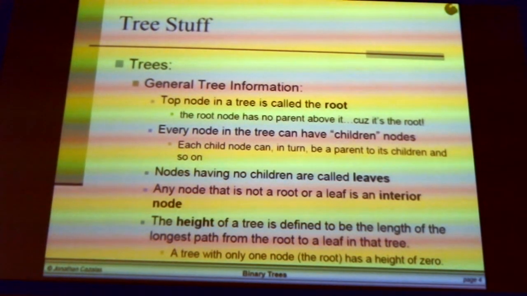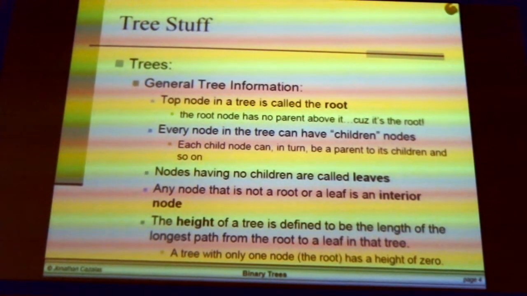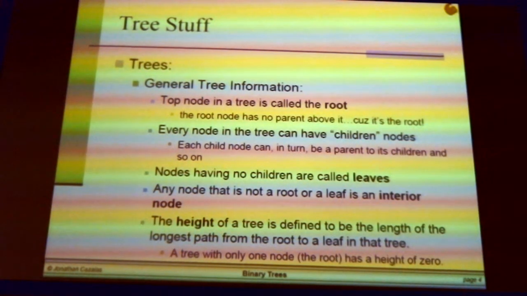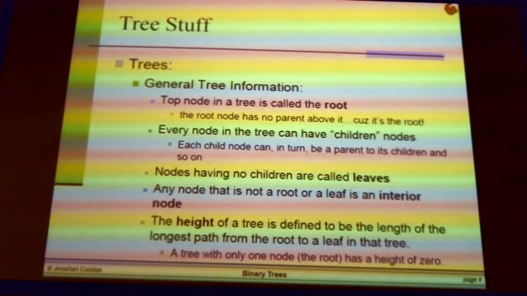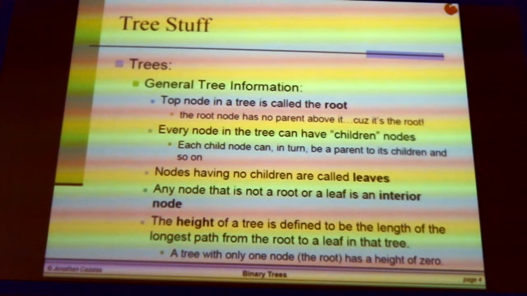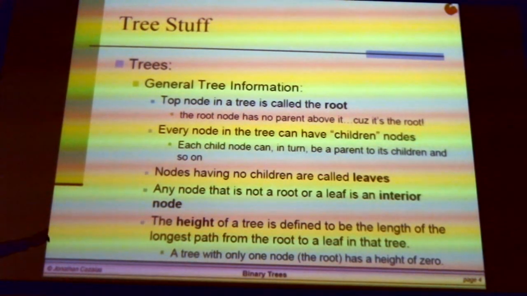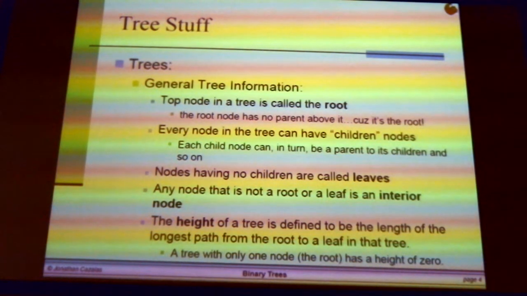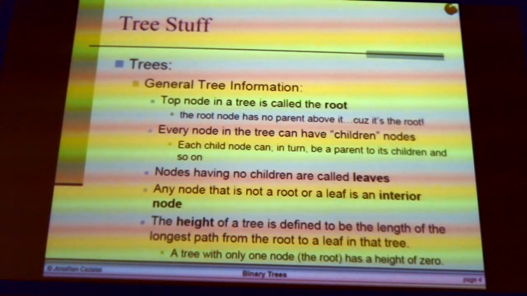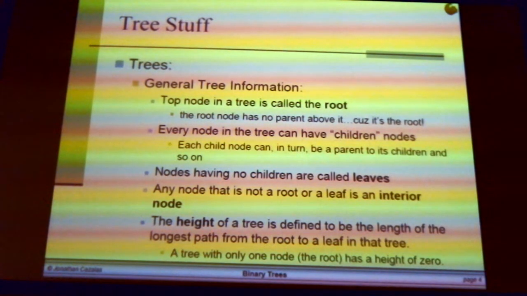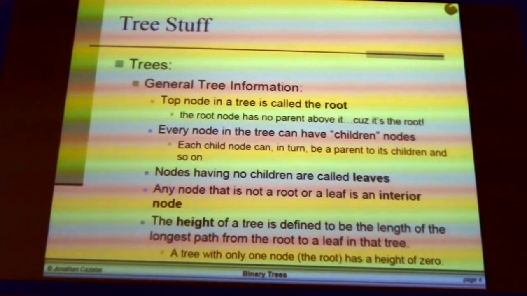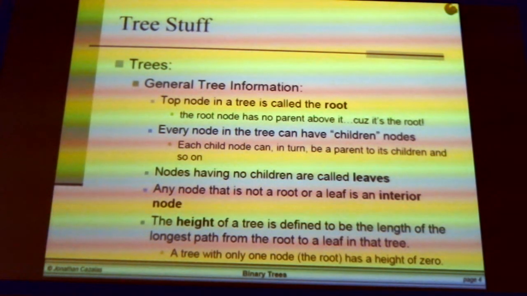Because there are children dependent upon it, but there's nothing above it, the root itself doesn't have a predecessor. Every node in our tree can have children, but they don't have to. A node that doesn't have any children is called a leaf. Any node that's not a root or a leaf is an interior node. Think about an actual physical tree: there's only one root system, and then each one has its different branches, and on those branches we have our leaves.